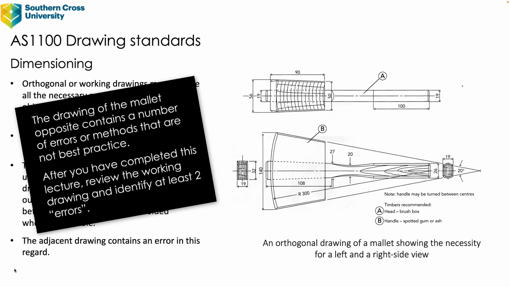The drawing of the mallet opposite contains a number of errors. They're only minor, but a number of errors or methods that are not best practice. After you have completed this lecture, review the working drawing and identify at least 2 errors.